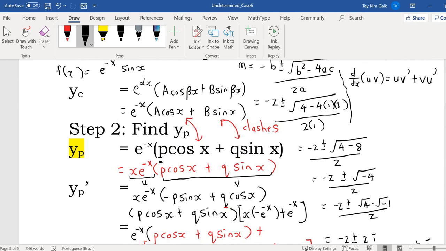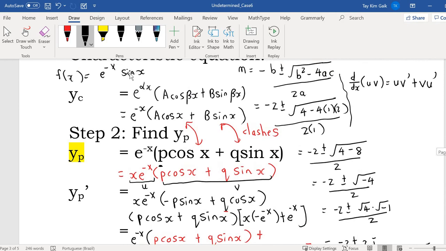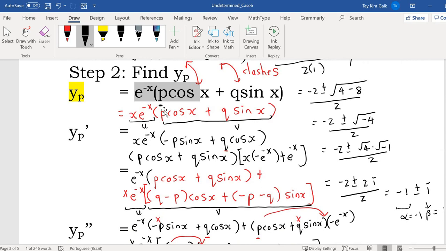And then the fx is exponent negative x sin x, hence the yp is also exponent negative x, p cos 1x plus q sin 1x. If you exchange the coefficients p and q for cos and sin, it doesn't matter. Then when we check, p exponent negative x cos x clashes with this term, and q exponent negative x sin x clashes with here. That's why you need to multiply by x, and you need to differentiate 1 time, 2 times.